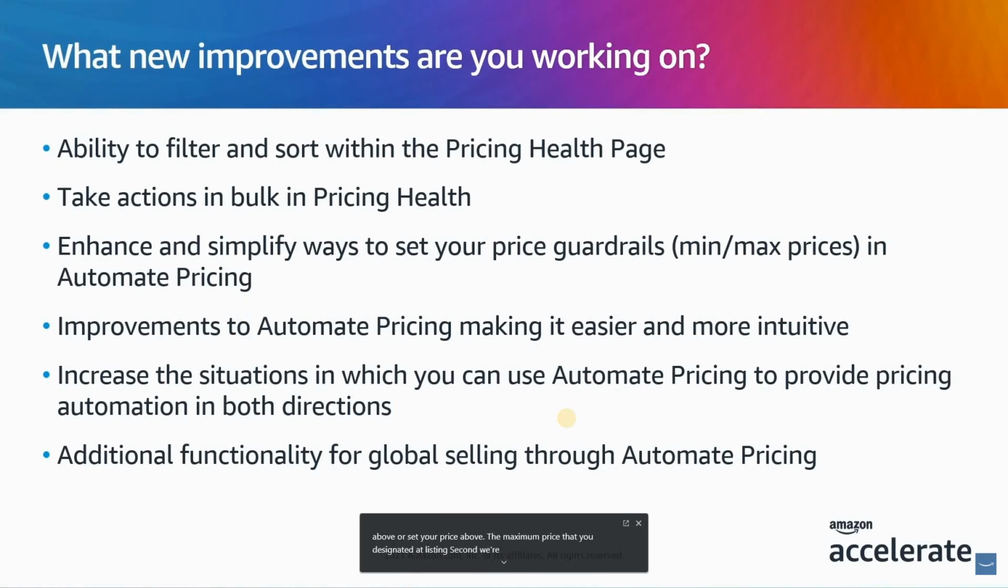Second, we're going to simplify Automate pricing in a number of ways. To start, we're going to make it easier and much more intuitive for you to set your minimum prices for all your products at scale. You'll be able to do things like set your minimum prices 10% below your current price across your entire catalog.